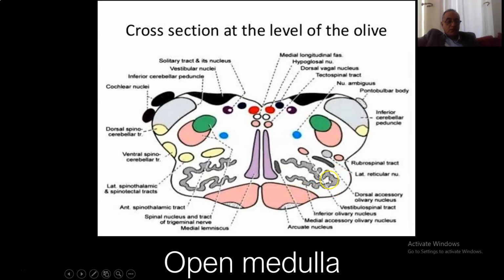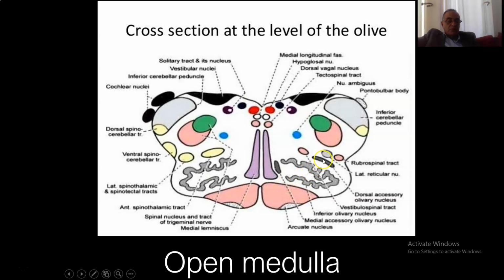Between the pyramid and the olive, we have the pre-olivary sulcus, and then we have the post-olivary sulcus, and then we have the inferior cerebellar peduncle. So we can correlate all the peripheral structures of the medulla with the cross-section.